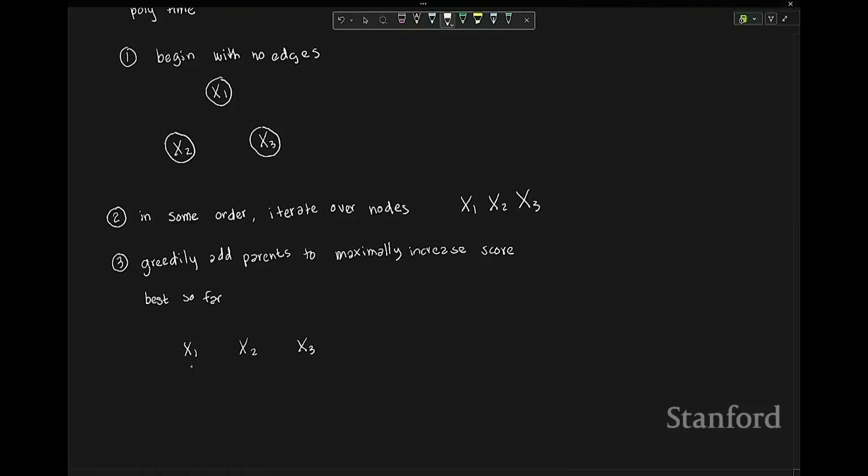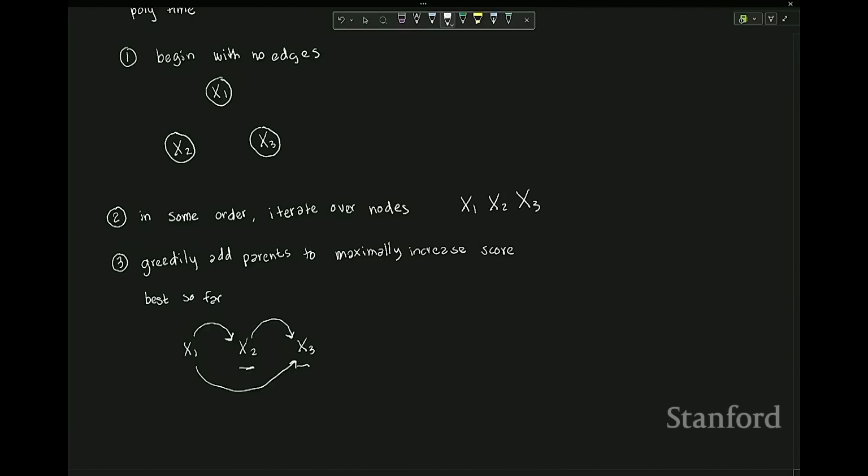So starting at x1, there are no nodes before it, so we can't add any parents to it, and K2 enforces this order constraint. Then at x2, x1 is before it, so we'll look at that as a potential parent. And if the score increases, we'll add that edge from x1 to x2. And then at x3, we will look at x1 first as a potential parent and see whether adding that edge is going to improve upon our best score. If so, we add it. And then the same logic at x2. If adding that edge to x3 would improve the score, we add it to the graph.